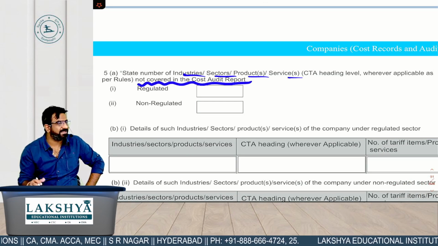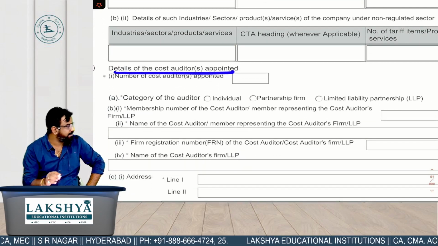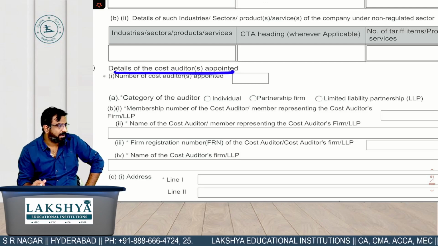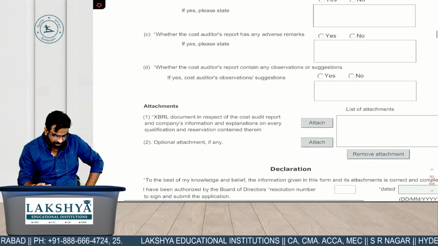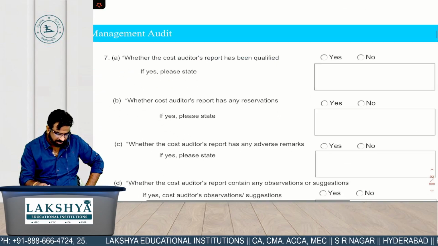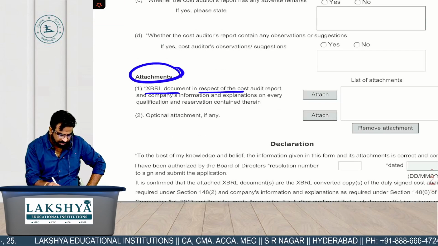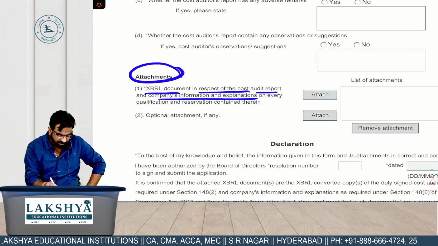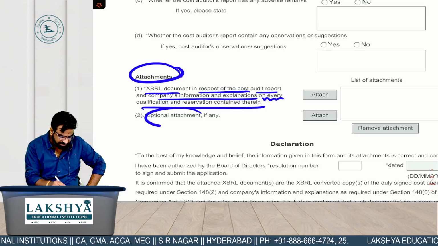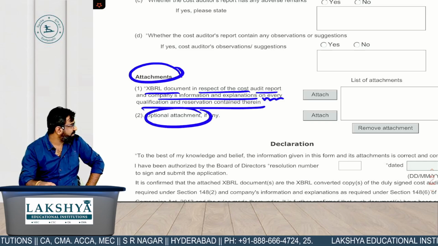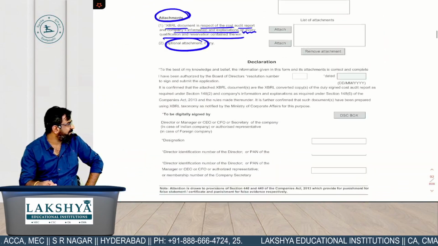उसके बाद details of which auditors? Cost auditor. So these are the details of our which auditors? Cost auditor. उसके बाद observations kept by the auditor. So these are the details of what? Observations which are kept by the auditor. And finally, what are the things? Attachment XBRL document in respect of cost audit report as company information and explanation given by the board on every qualification and reservation. And what is this one? Optional attachment. So finally your declaration, and this is called XBRL form.